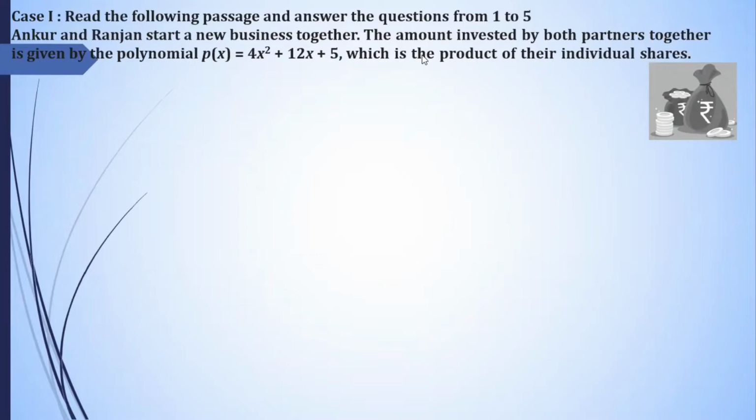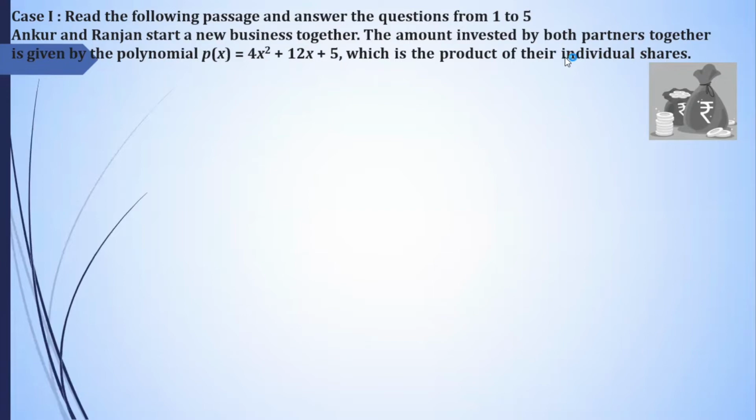Okay, now here is case 1. Read the following passage and answer the questions from 1 to 5. Ankur and Ranjan start a new business together. The amount invested by both partners together is given by the polynomial p of x is equal to 4x square plus 12x plus 5, which is the product of their individual share, right? So this is the polynomial and this is the product of their individual share.